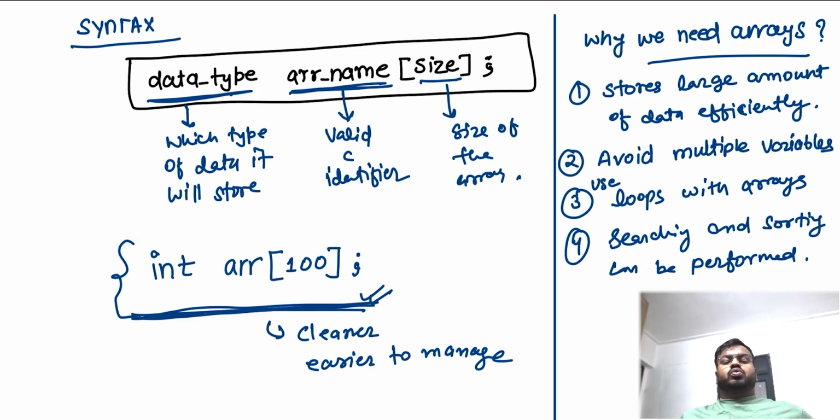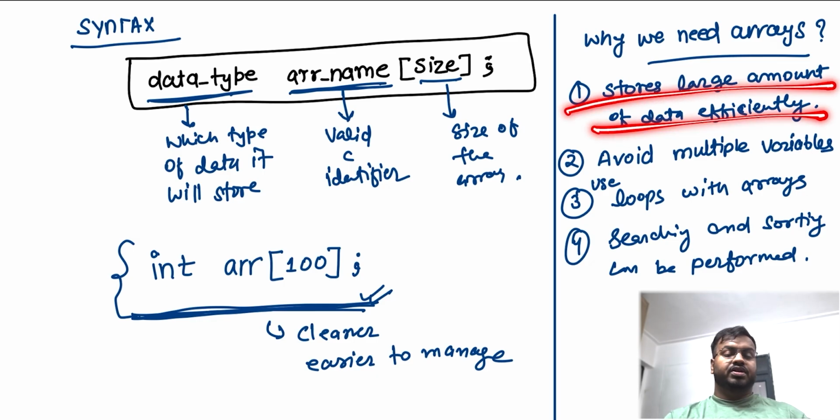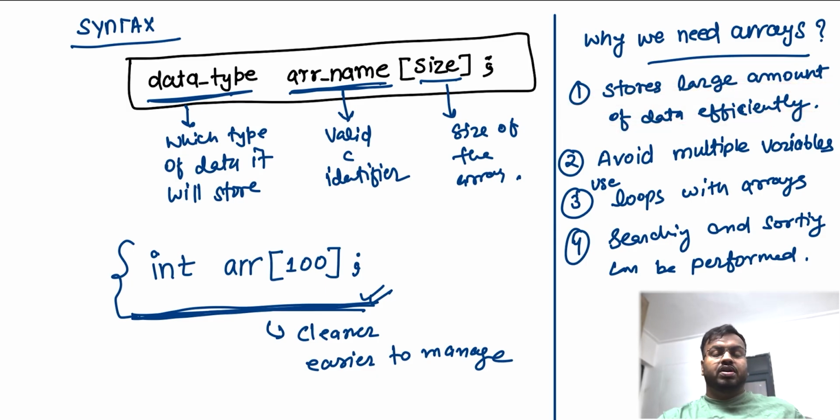And one more advantage, it can perform operations like searching and sorting. Let's quickly summarize why we need arrays. First of all, array stores a large amount of data efficiently. For example, I wanted to store marks of 100 students. If we do not use an array, then we will have to create 100 variables, and then we will have to assign the marks.